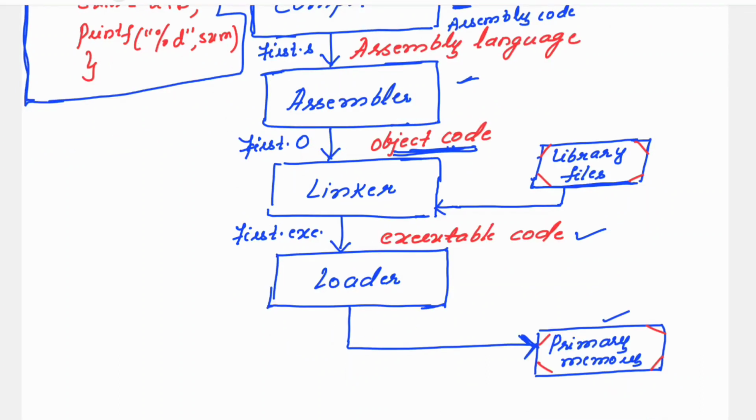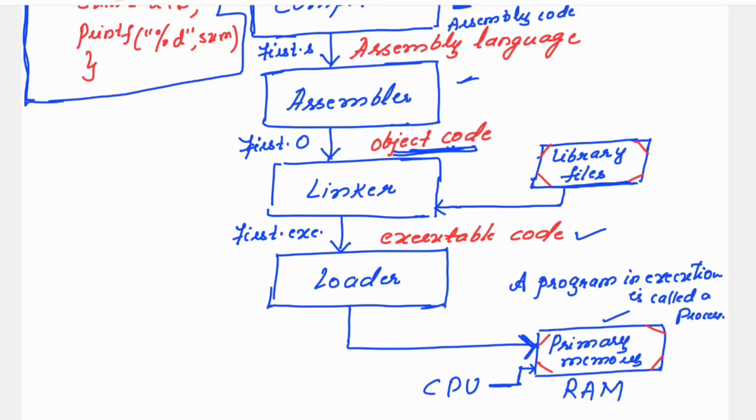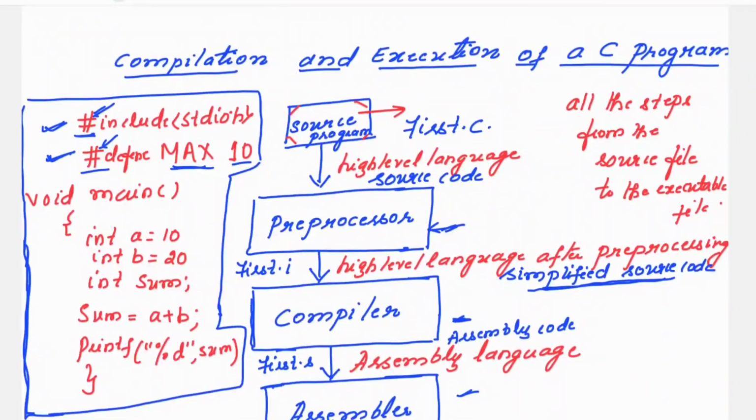Finally, the loader takes the executable code and places it in the primary memory or the main memory, or you can call it by the name RAM. Then the program is now present in the primary memory for execution and now it becomes a process. So what do you mean by a process, or how do you define a process? A program in execution is called as a process. And finally the CPU fetches the instructions from this primary memory and executes it. So these are the different stages that are getting involved in the compilation and execution of a C program.